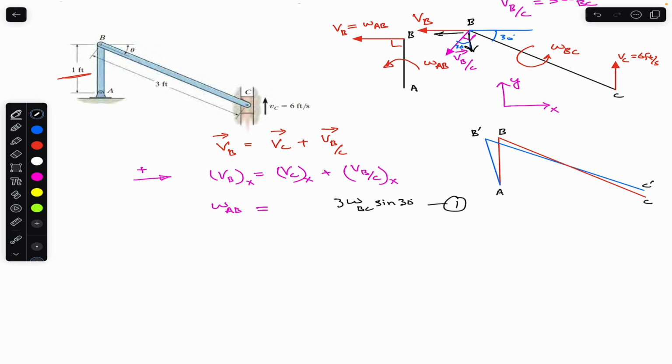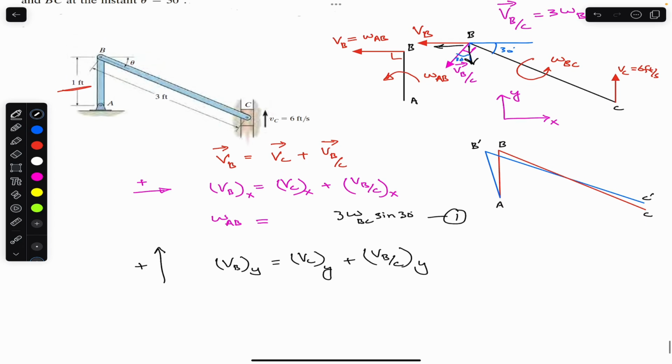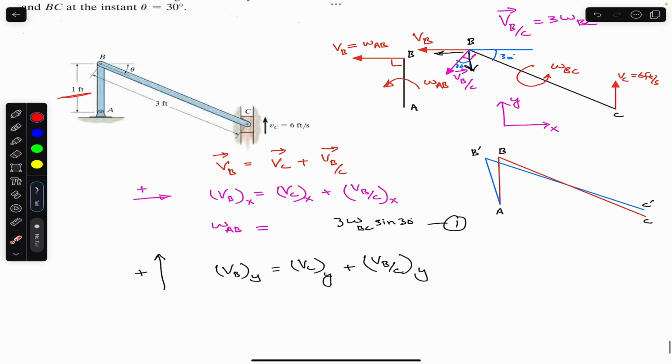Now we will apply this same equation but in the vertical direction. So we will have VBy equals VCy plus the velocity of B relative to C in the y direction. Now we will look for the vertical components. Since VB is only in the horizontal direction, its vertical component is 0. So we write 0.